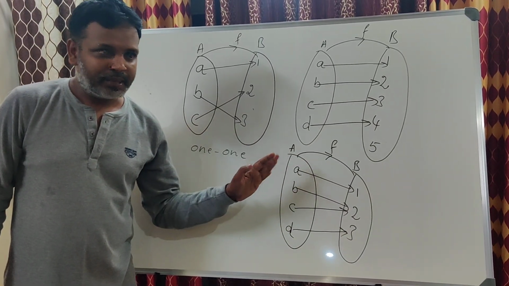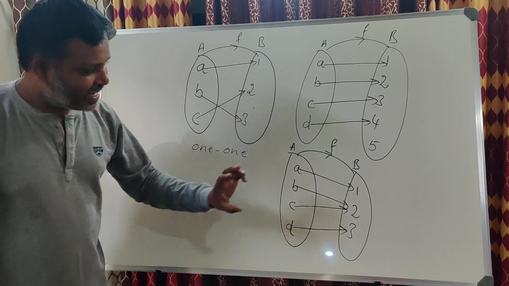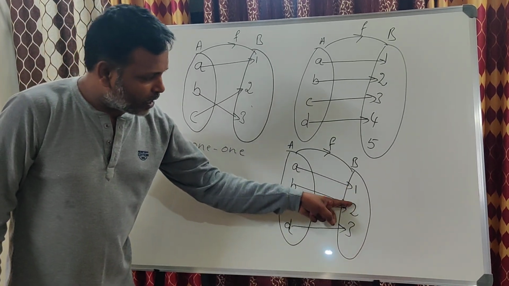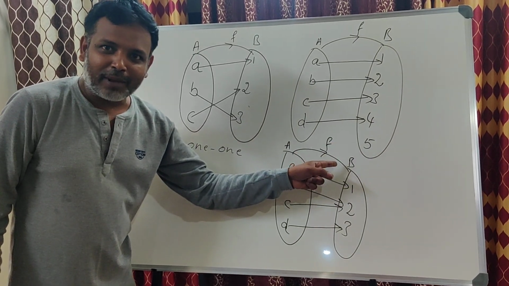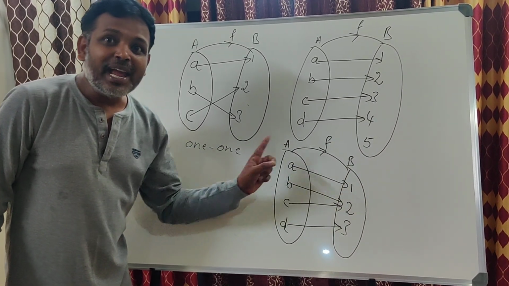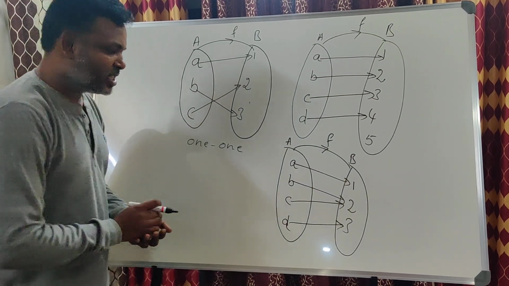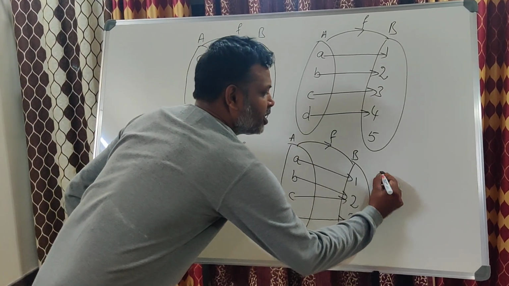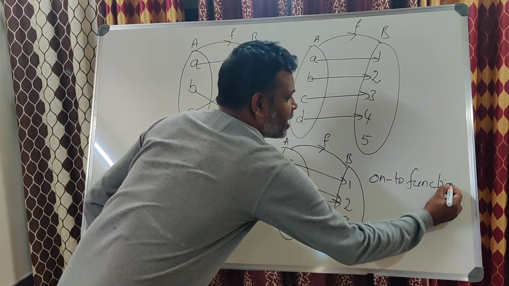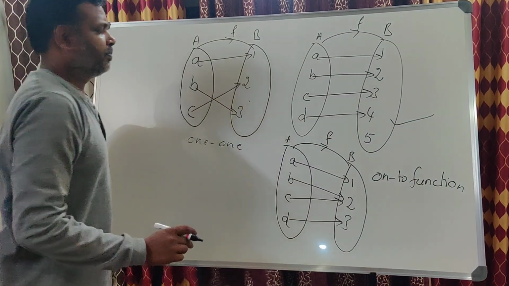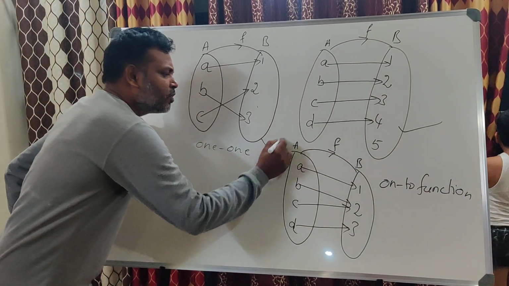Then what, sir? Can I treat it like this? Every element of the codomain has pre-images in the domain. Such functions we call onto functions. What do we call it? An onto function. Pay attention, children. This also is an onto function. This also is an onto function.